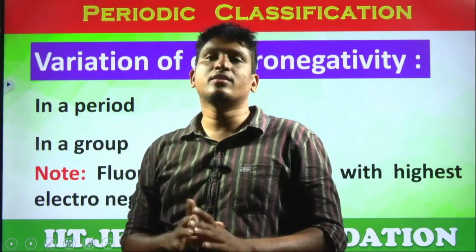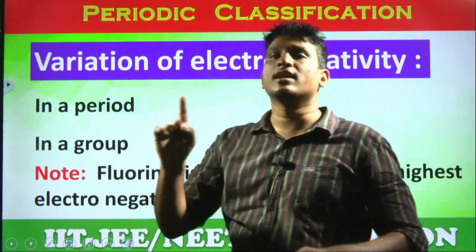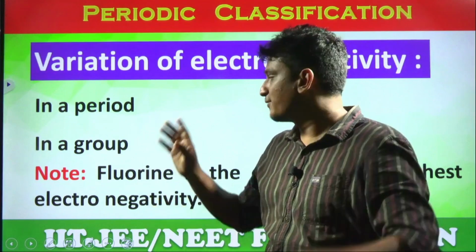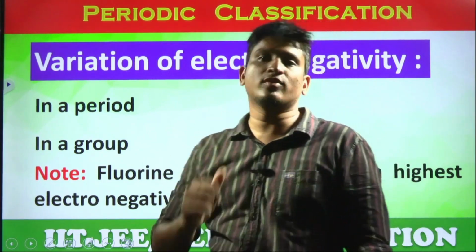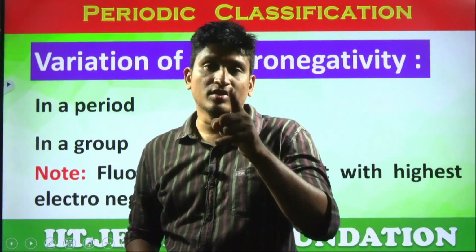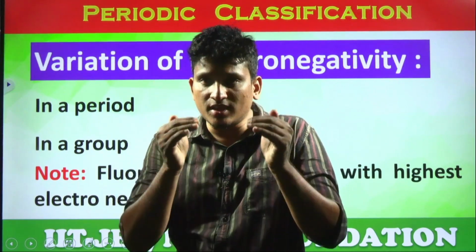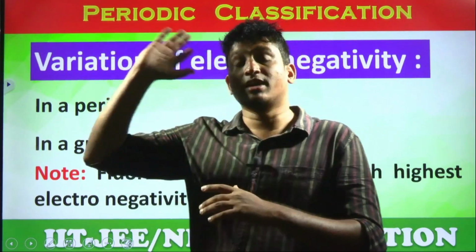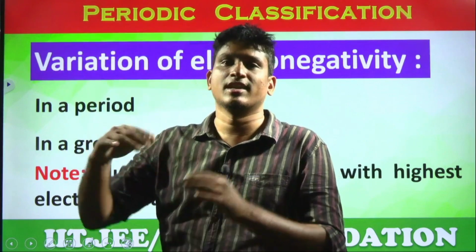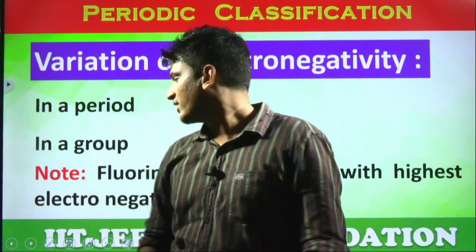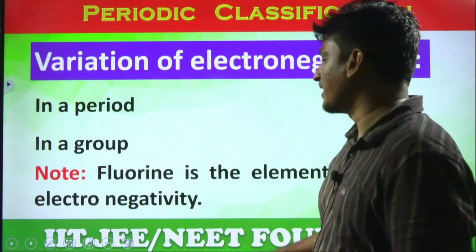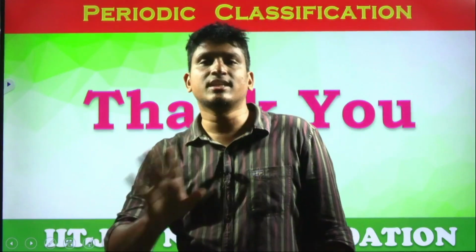That's why top to bottom electronegativity decreases, and left to right electronegativity increases. Fluorine, chlorine, bromine, iodine, which is more electronegative? Fluorine. Why? Because its valence shell is closer to the nucleus. Iodine is 5s2 5p5, far away from the nucleus. Does it attract much? No. So fluorine is the element with the highest electronegativity. So these are the periodic trends, students.